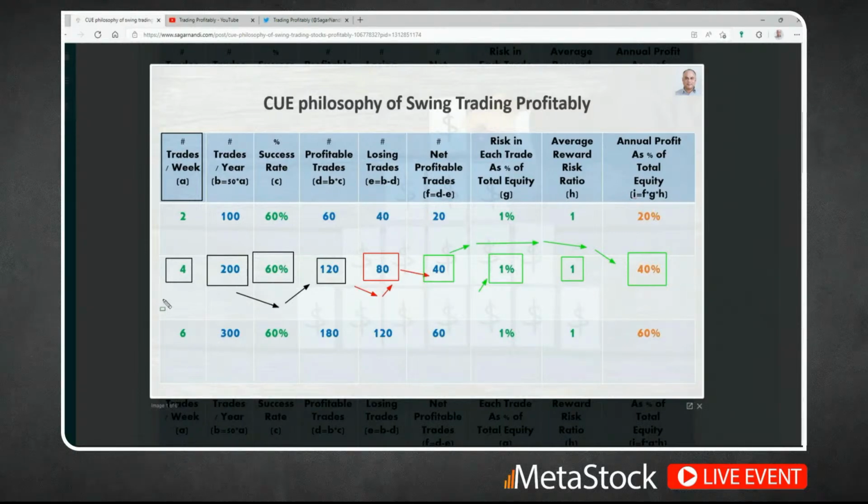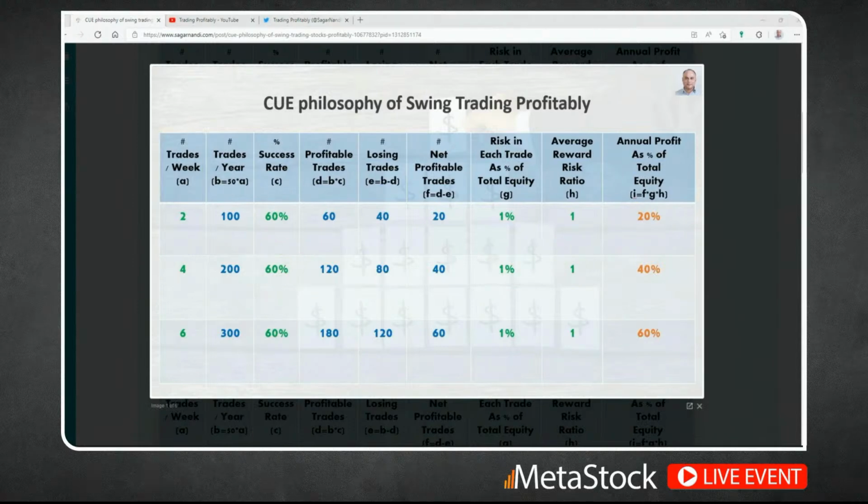So what did I need to achieve 40% annualized return trading stocks? I needed to take 4 trades in a week, so about 16 trades in a month. I needed to have 1% risk in each trade, that is entirely in my control. Average reward risk ratio, I could decide it on the chart. I would not take it if the attractiveness is not there. And the key thing is the success rate. Are we able to achieve a 60% success rate?